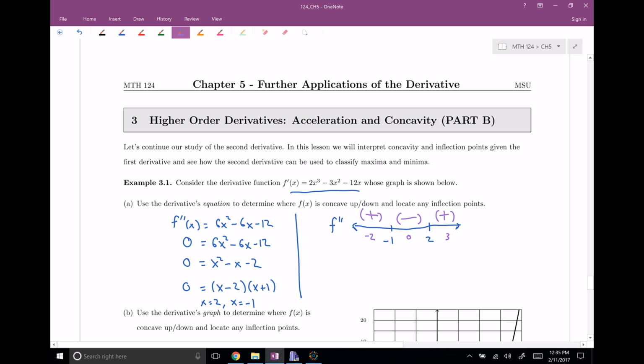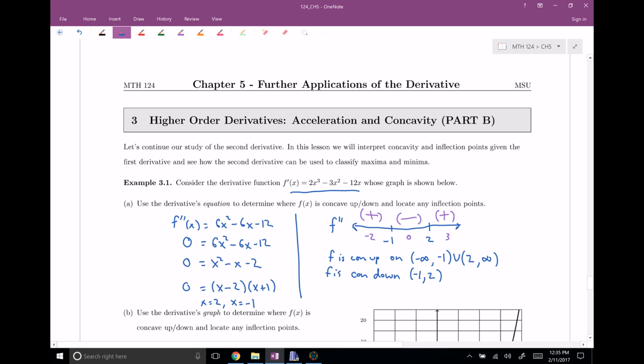Now we have the answers to our questions here. We can see f is concave up on everything less than negative 1, so negative infinity up to negative 1, not including it, or if it's bigger than 2, so 2 to infinity. This is where it's concave up, where the second derivative is positive. F is concave down on the interval between negative 1 and 2.